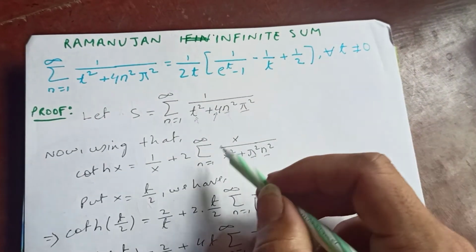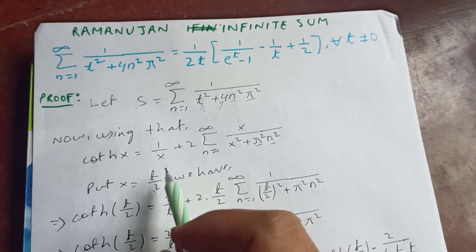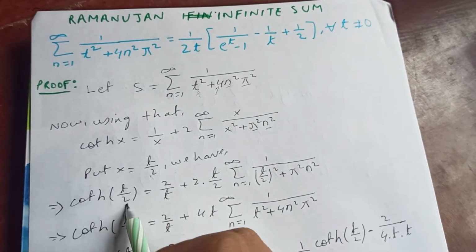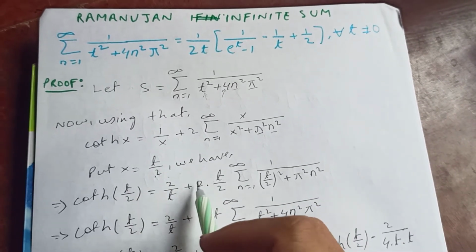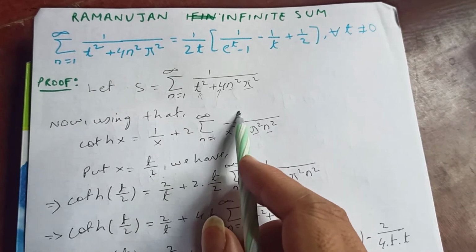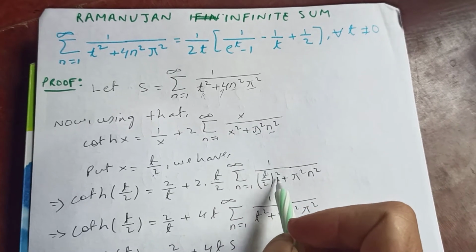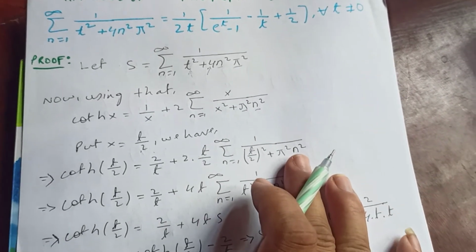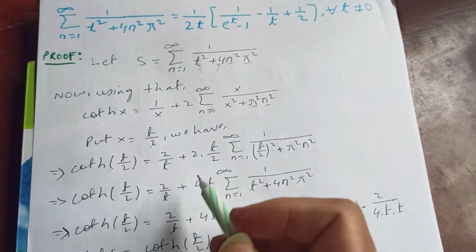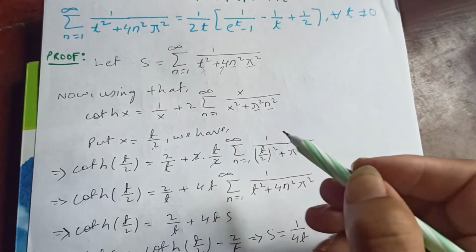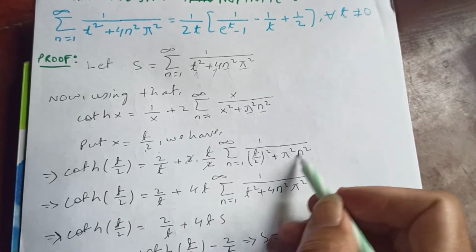So in this case we can do something here. Now if you put x equal to t upon 2, we have that coth of t upon 2 is nothing but 2 over t plus 2 into, this x is nothing but t over 2, the sum from n equals 1 to infinity of 1 upon t by 2 whole squared plus pi squared n squared. Now these 2 cancel out, okay? So this 2 squared is 4, right?